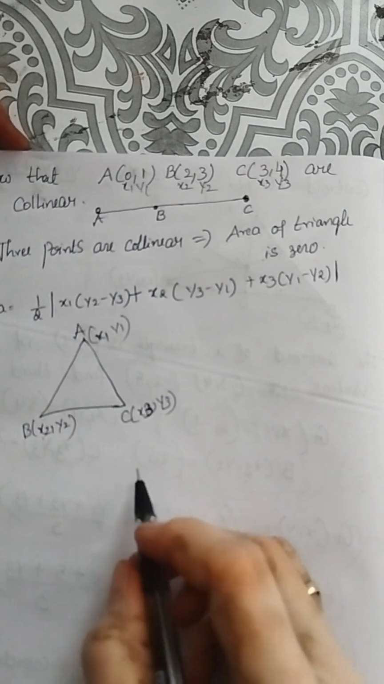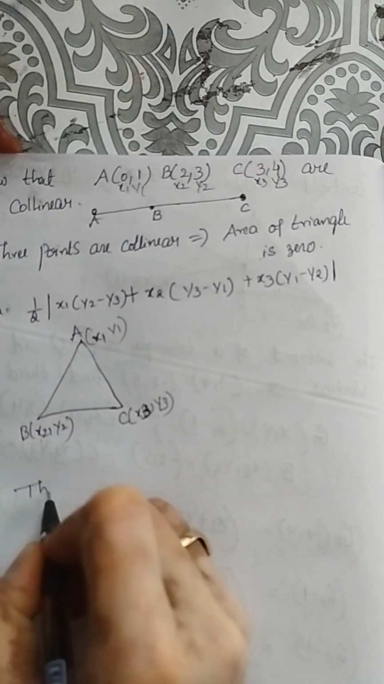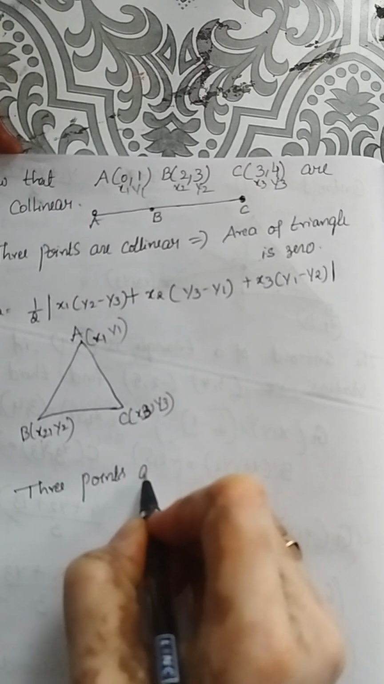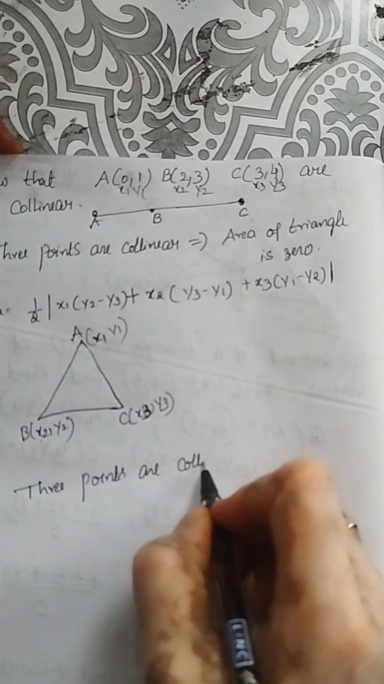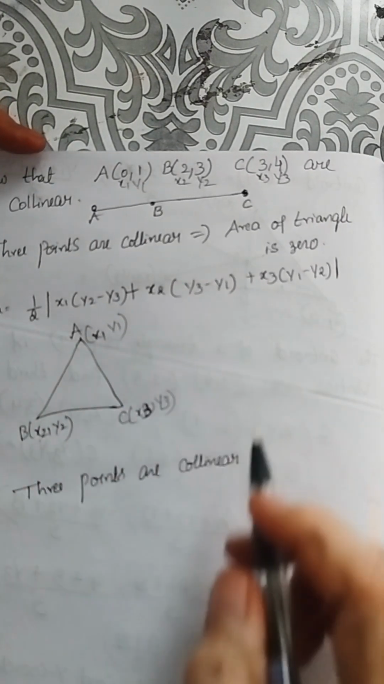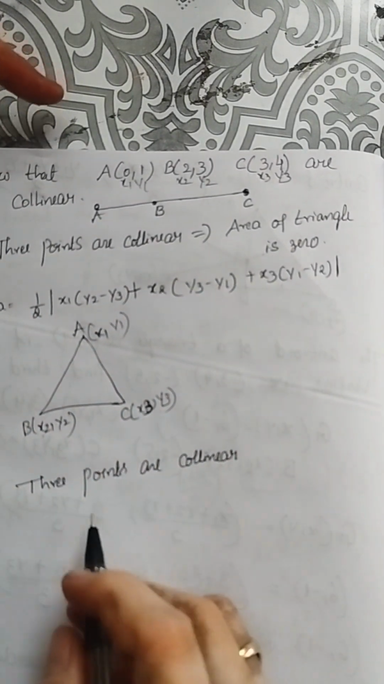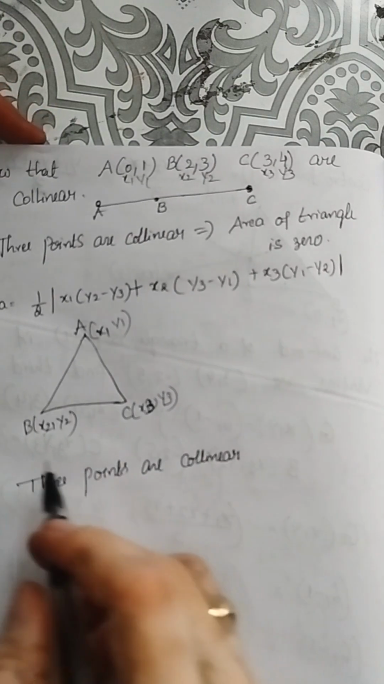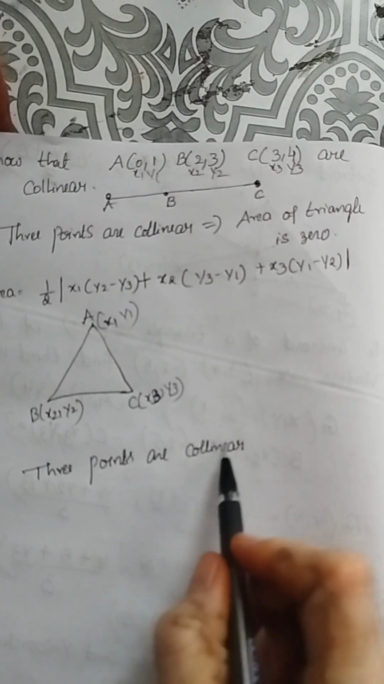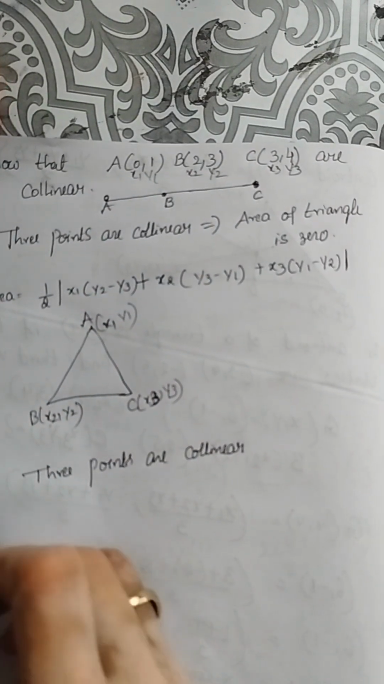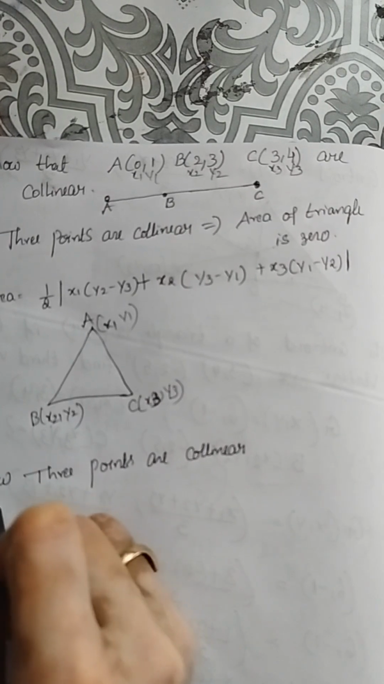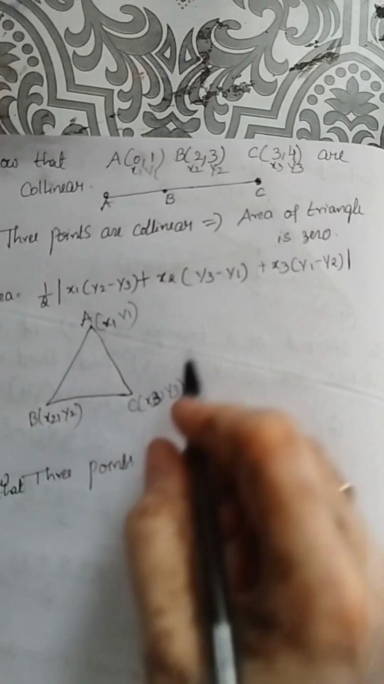So for the 3 points, we should show that the area of the triangle is equal to 0, then the points are collinear. Okay, so we have to show these points are collinear. First we will find the area.